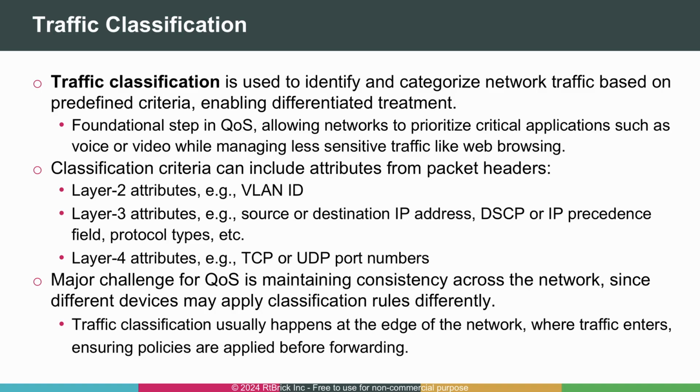In most cases, classification relies on fields in packet headers. Examples include VLAN IDs in Layer 2 frames, source or destination IP addresses and protocol numbers in Layer 3 packets, and port numbers in Layer 4 datagrams or segments. A major challenge in QoS is maintaining consistency across the network. All devices must apply the same classification rules to ensure packets are not reclassified along the path. Likewise, QoS treatments must remain consistent. If even a single device applies different handling to a packet, the entire end-to-end service can be compromised.